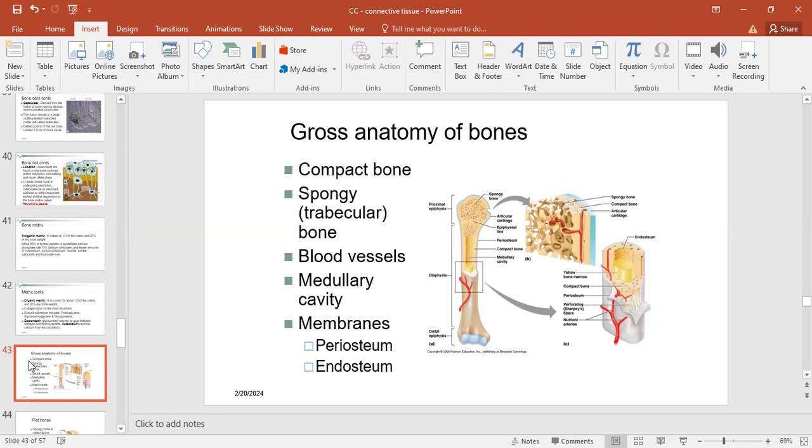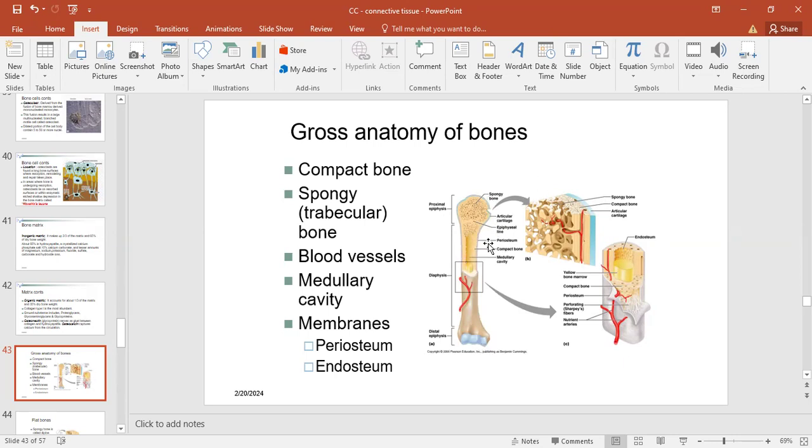Gross anatomy of bones. When you look at a bone, even when you're eating chicken, the outer part is a bit harder than the inner part. That is how all bones are made, in all animals, okay? So you're going to find that the outer part is the hard part. This is a long bone. This long bone has an outer part, which is the hard part, okay? And this hard part is known as the compact bone.